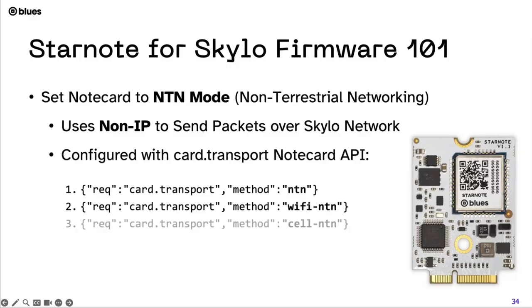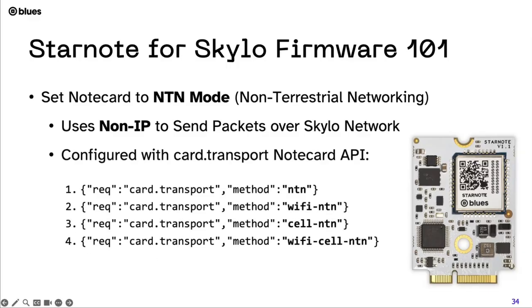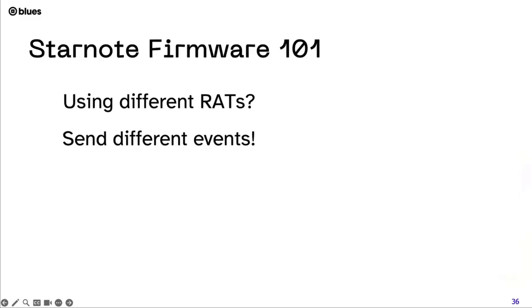You can also tell the note card to only communicate in NTN mode, so only use satellite, or more likely you're going to tell it to, as these commands go down, start on Wi-Fi, fall back on NTN, start on cell, fall back on NTN, or go Wi-Fi to cell to NTN. So there's a lot of flexibility in there.